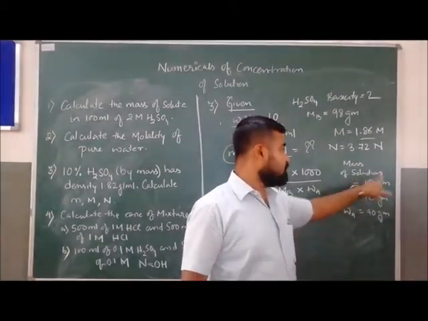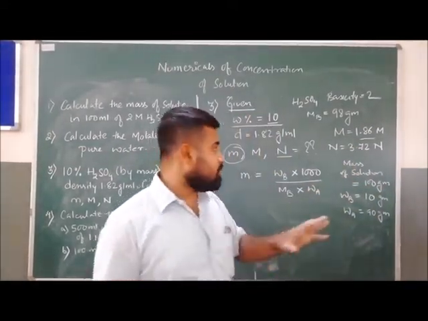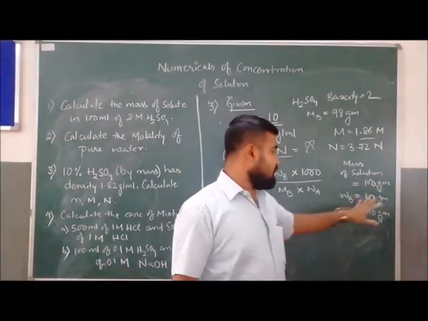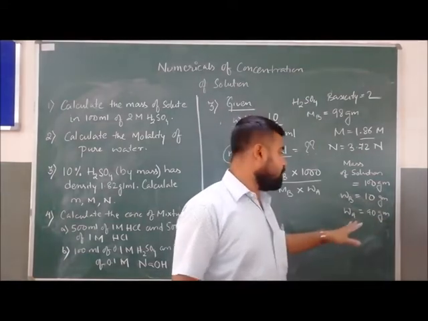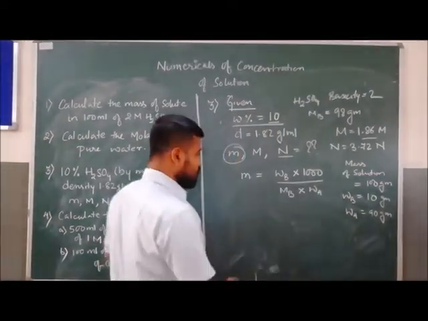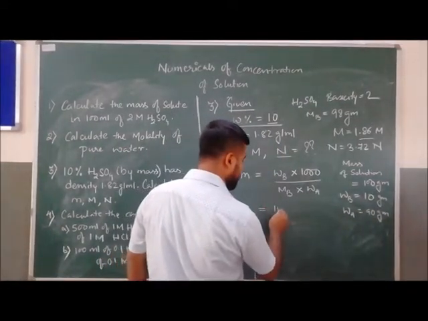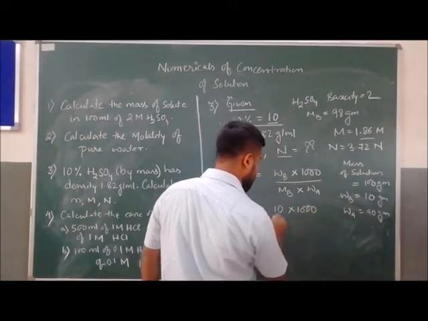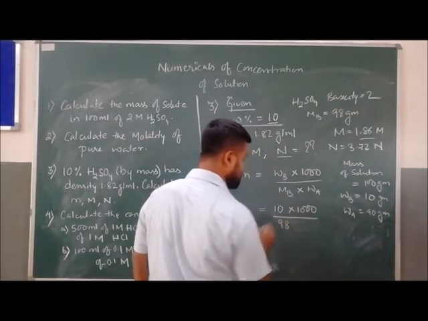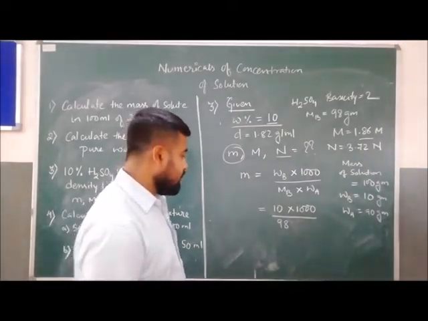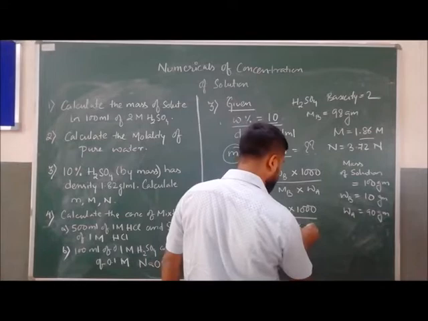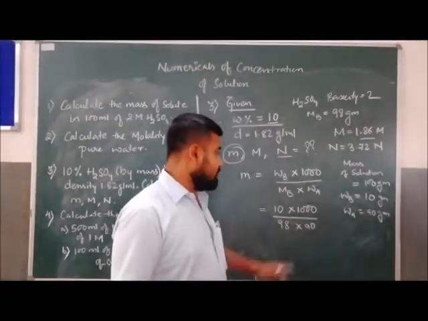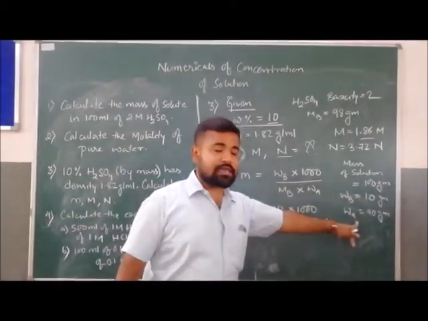That is the total mass of the solution. Suppose we are taking 100 gram of the solution, then if 10% is there, means 10 gram of solute and remaining 90 gram of solvent. Clear? So put the value: WB 10 into 1000, MB 98, into 90, because WA we have found out is 90 gram.